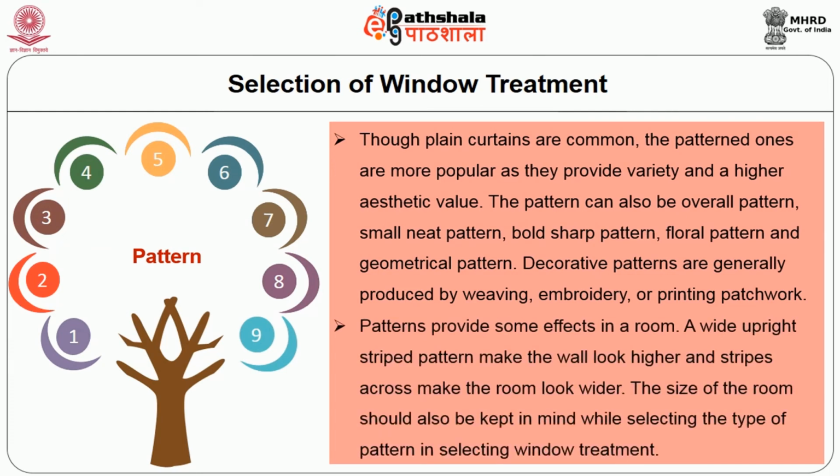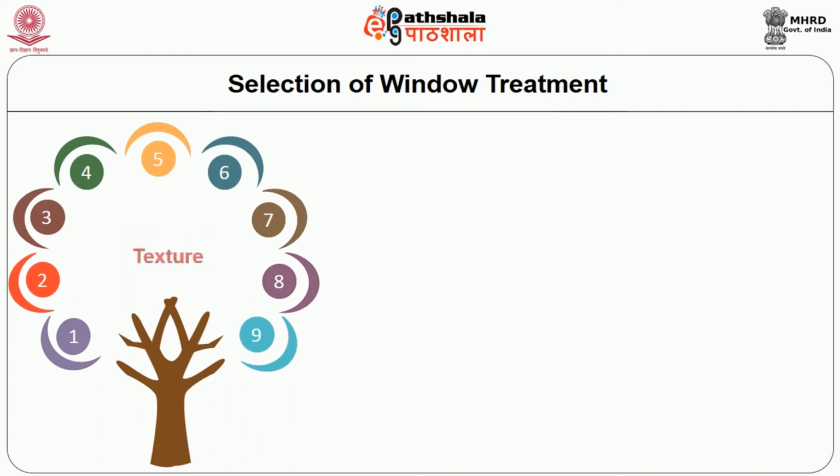A wide upright stripe pattern makes a wall look higher and stripes across make the room look wider. The size of the room should always be kept in mind while selecting the type of the pattern in selecting window treatment.